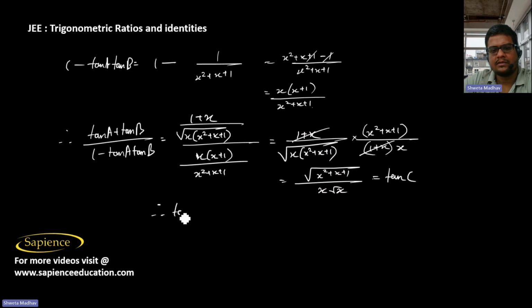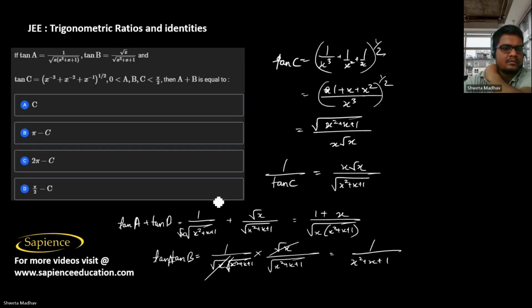So therefore I can say tan c will obviously be equal to tan of a plus b. So therefore c is equal to a plus b, I can say. Option A is the correct answer.